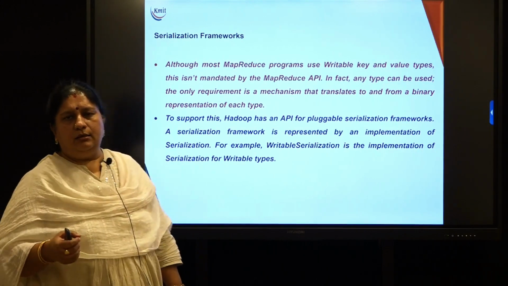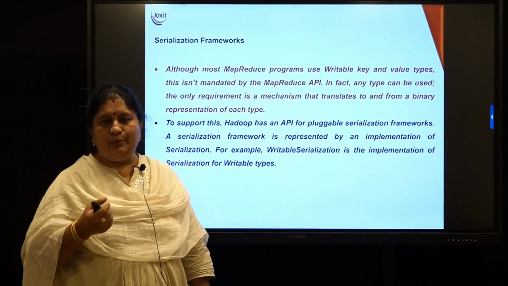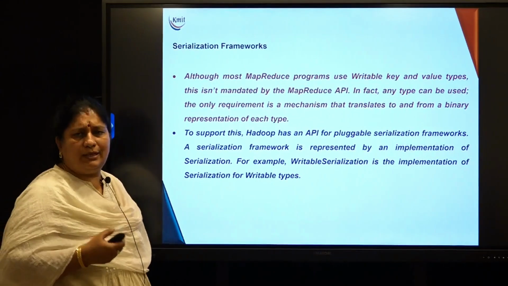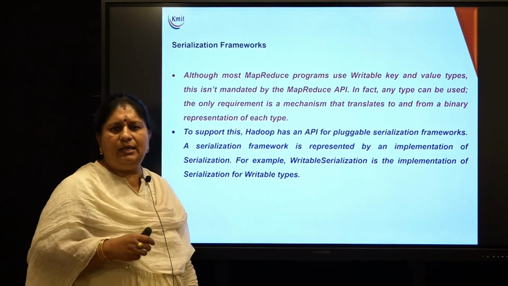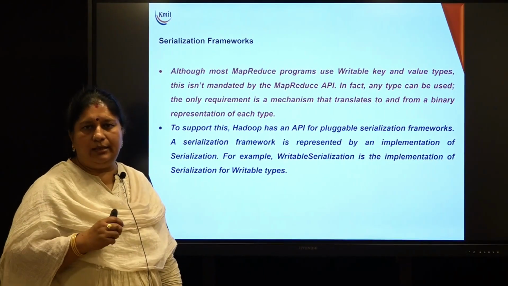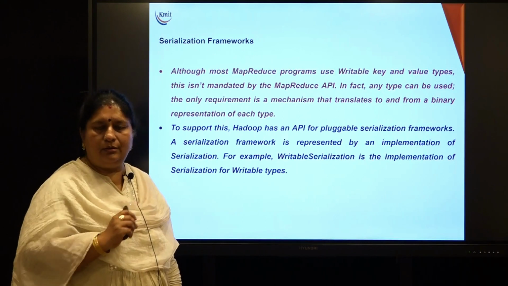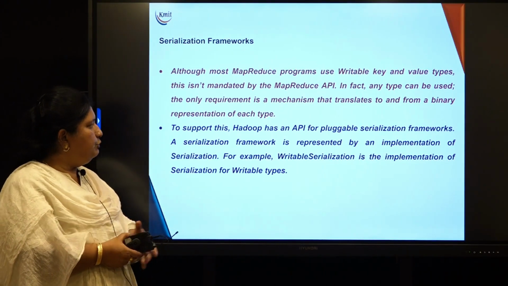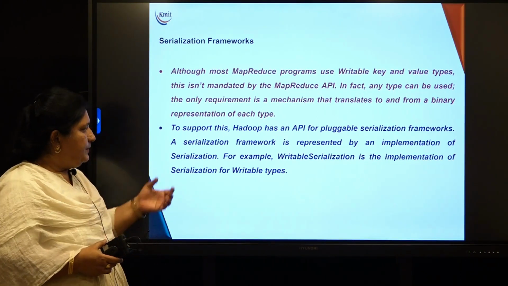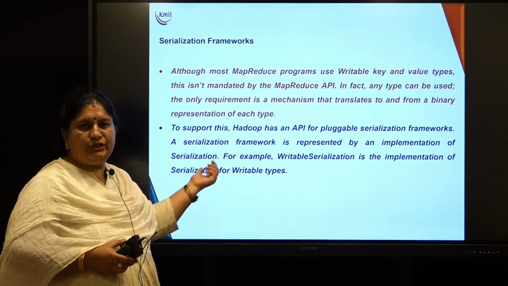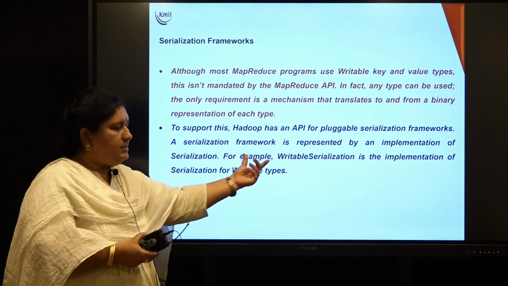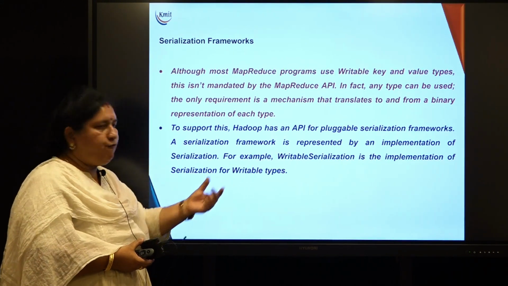Serialization frameworks. MapReduce generally deals with key value pairs which can be of any type, and generally we work with writables because that is built in, we can easily work with that. MapReduce does not stop there, it will not mandate you to work always with writable, you can go for any type of objects. For this Hadoop comes with an API which is easily pluggable serialization frameworks, and it is an implementation of both serialization as well as deserialization. For example, writable serialization is one of the implementation for writable types.